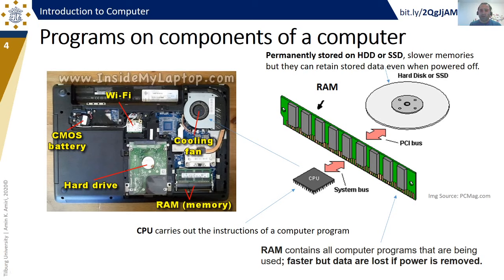You can find these components on your laptop. For example, under the cooling fan, you can see the CPUs. RAM usually looks like this. A hard drive looks like this. Many of you may have a solid state drive rather than a hard drive, which is faster.